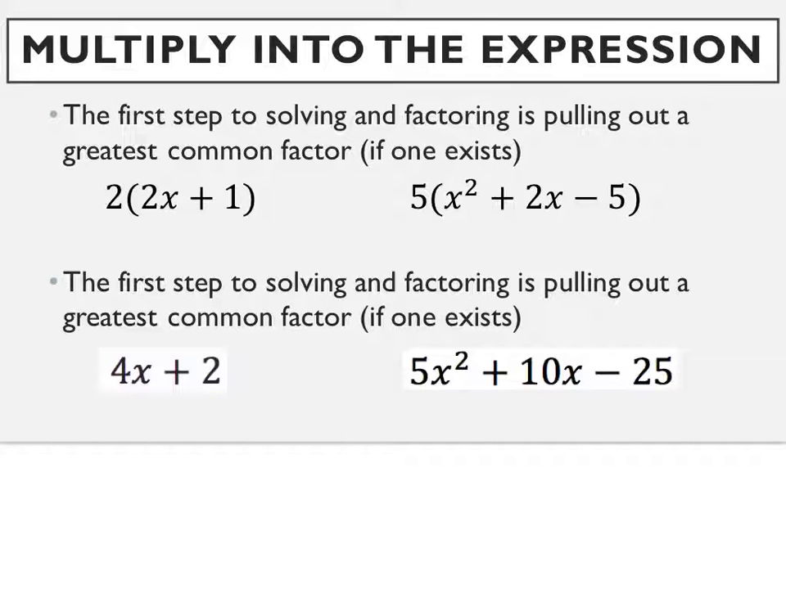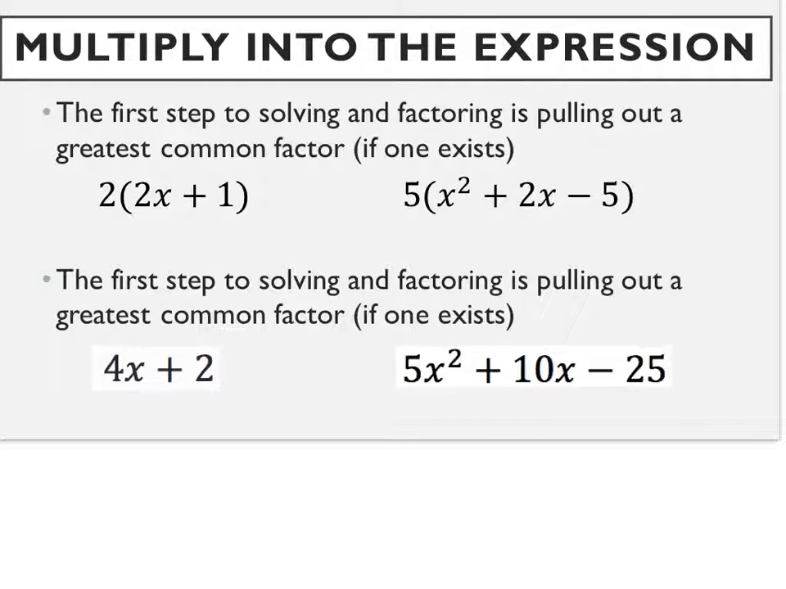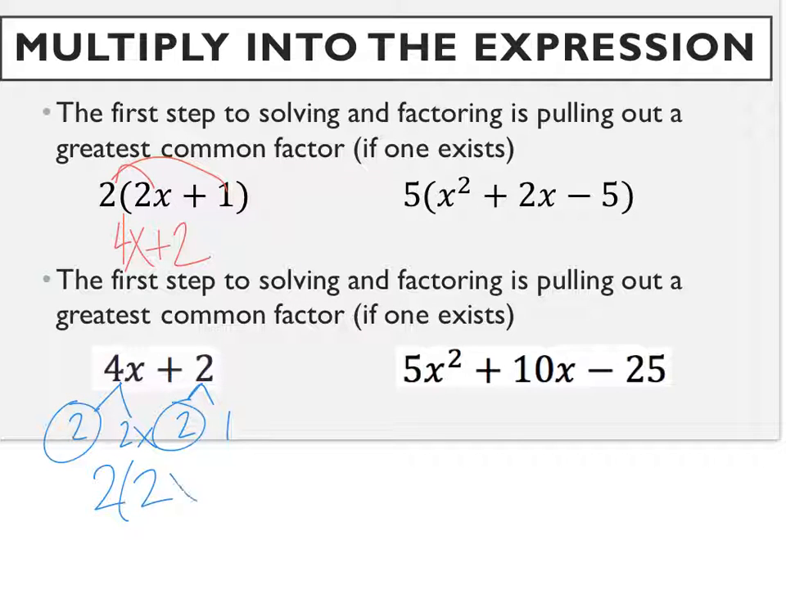So again, just a reminder, this is a distribution problem. When I distribute, I'll get 4x plus 2. And if I look down here for the GCF problem, 4x and 2, I know that they have 2 in common. So if I divide 2 out, I'm left with 2x. If I divide 2 out, I'm left with 1. So I have 2 parentheses 2x plus 1. For the Edpuzzle, I want you to do the same thing, but with the 5 parentheses x squared plus 2x minus 5 and the other problem below it.